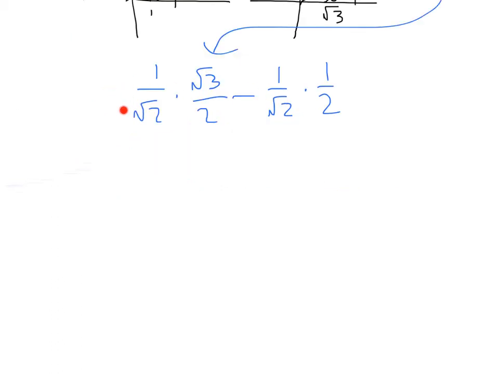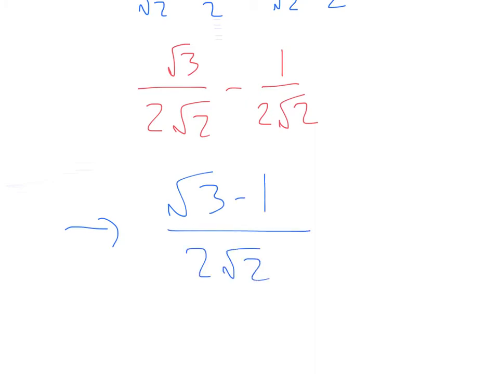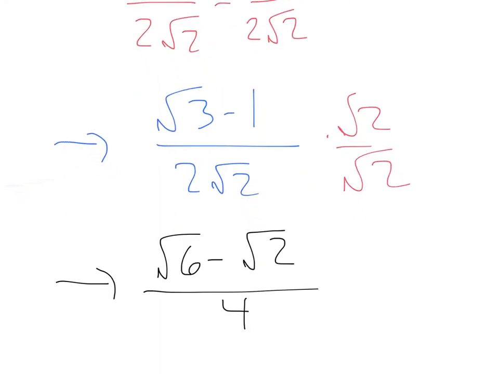If we simplify all this out, we're going to get root 3 over 2 root 2 minus 1 over 2 root 2. We have common denominators, so we can put those together. That's going to give us root 3 minus 1 all over 2 root 2. Let's rationalize it, times root 2, and we get as a final answer square root of 6 minus square root of 2, all divided by 4.